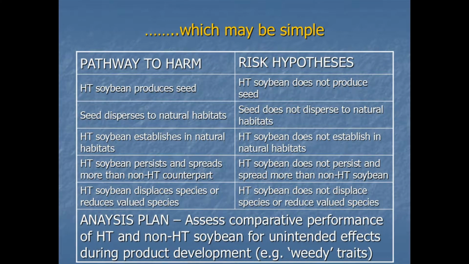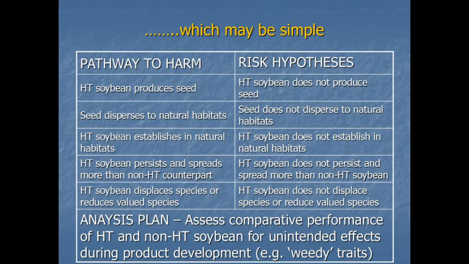The thing we're worried about is that herbicide-tolerant soybean might displace species out there in the wild, in the natural habitat, or they might displace valued species. So you can look at growing the crop, it's producing seed, it disperses to natural habitats, it establishes, it spreads more than the non-herbicide-tolerant counterpart, and does what you're looking for it not to do. And you can set up these risk hypotheses.